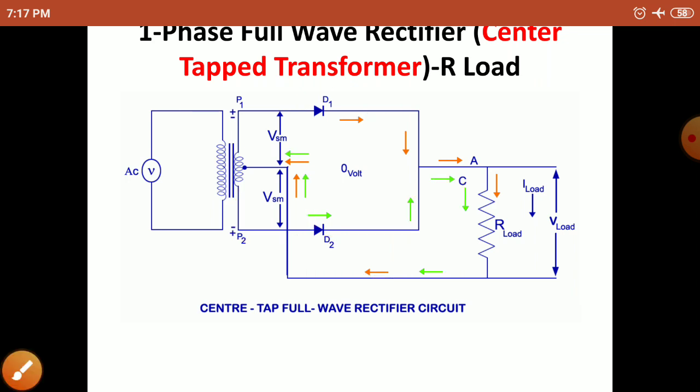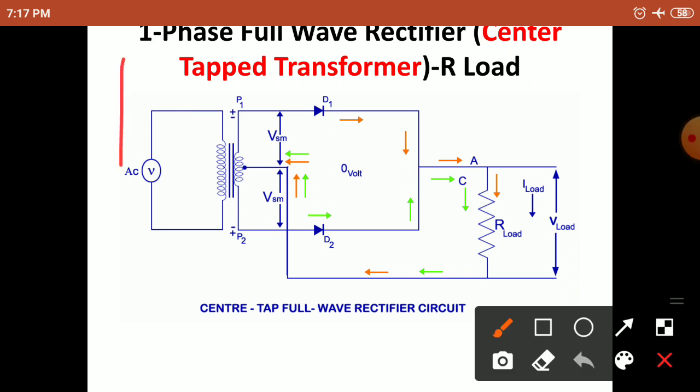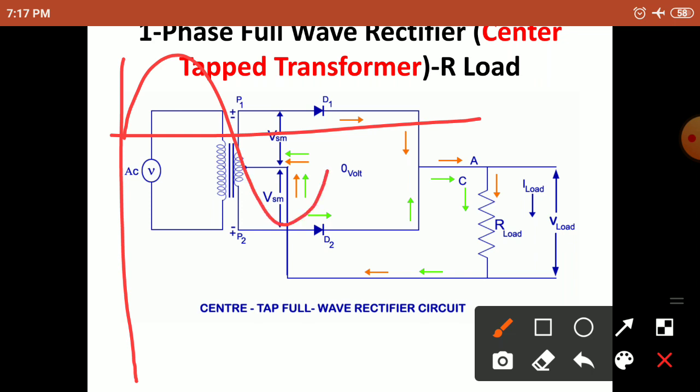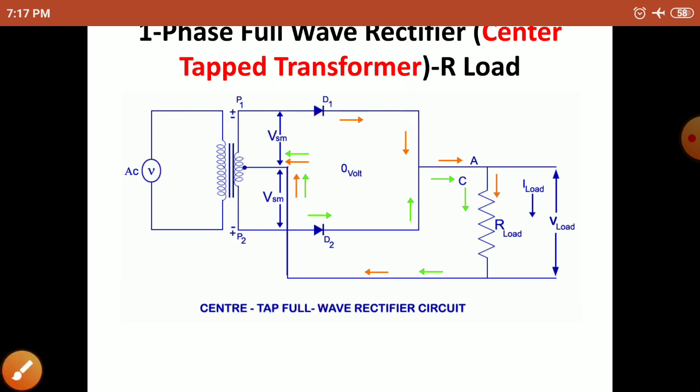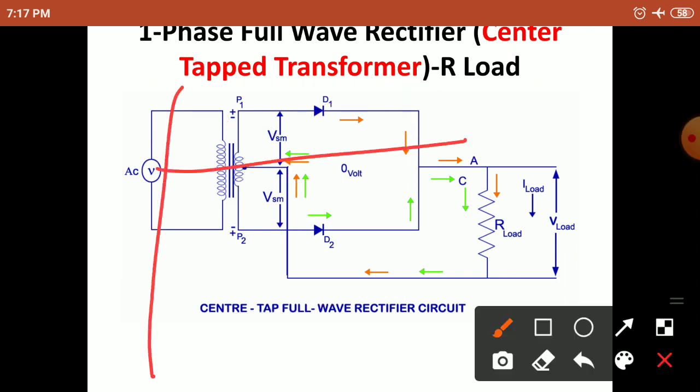Okay, so now I'll give you the waveforms. This is positive and negative. So positive half cycle, this positive half cycle, negative half cycle. Here the diode D1 is forward biased in this case. So here diode D2 is forward biased in this case. D1, D2, forward bias.